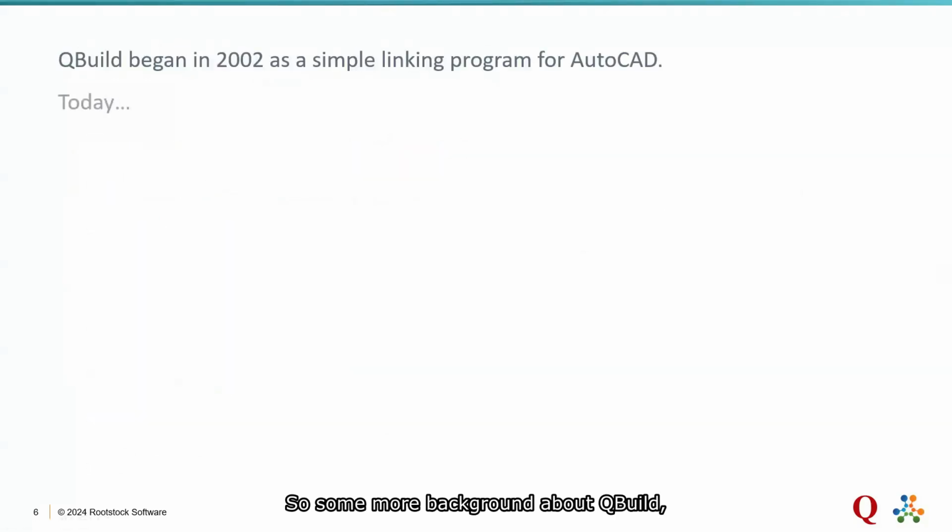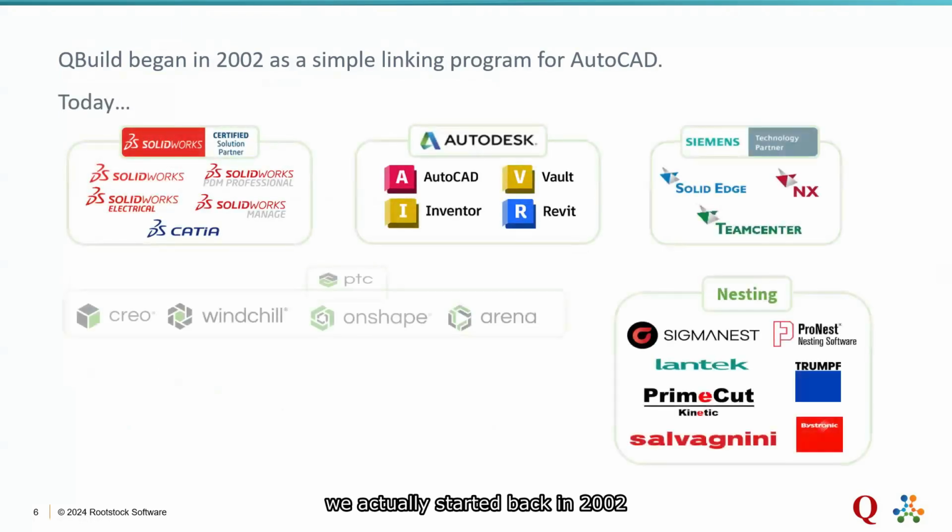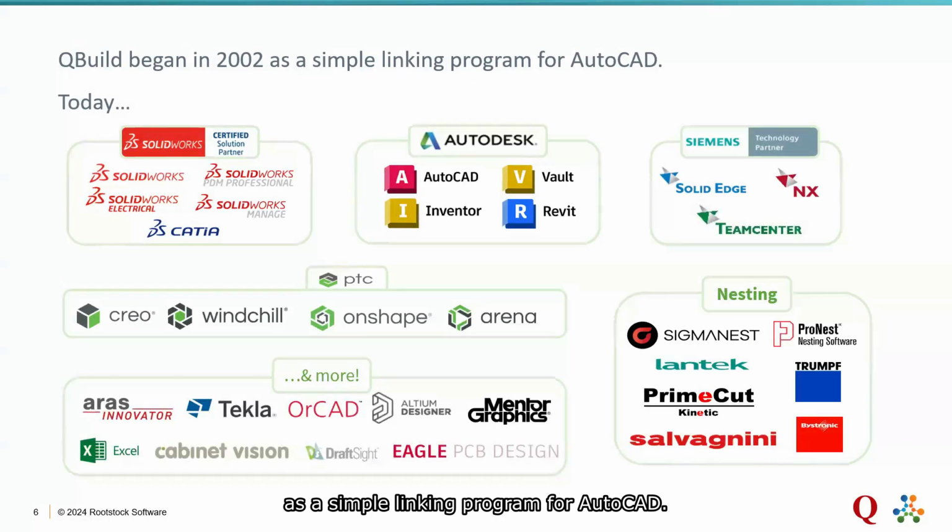So some more background about QBuild. We actually started back in 2002 as a simple linking program for AutoCAD. Actually, our owner and founder created CADLink back at his first job out of university. He was in a manufacturing job, and he was responsible for entering some of that data into the ERP. And he thought, why am I doing this manually? I can automate this whole process. And that's how CADLink was born.